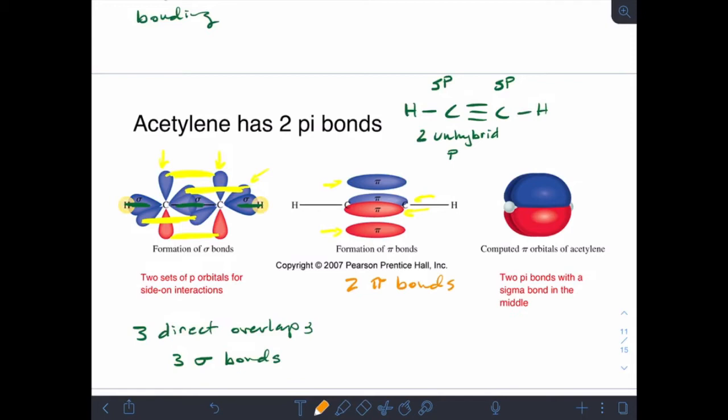Okay. So if I have 3 direct overlaps, I have 3 sigma bonds. If I have 2 indirect interactions, I have 2 pi bonds. Okay, and we're doing all this direct overlap, indirect interaction terminology, but it's actually a lot simpler than that to determine how many sigma or pi bonds there are.